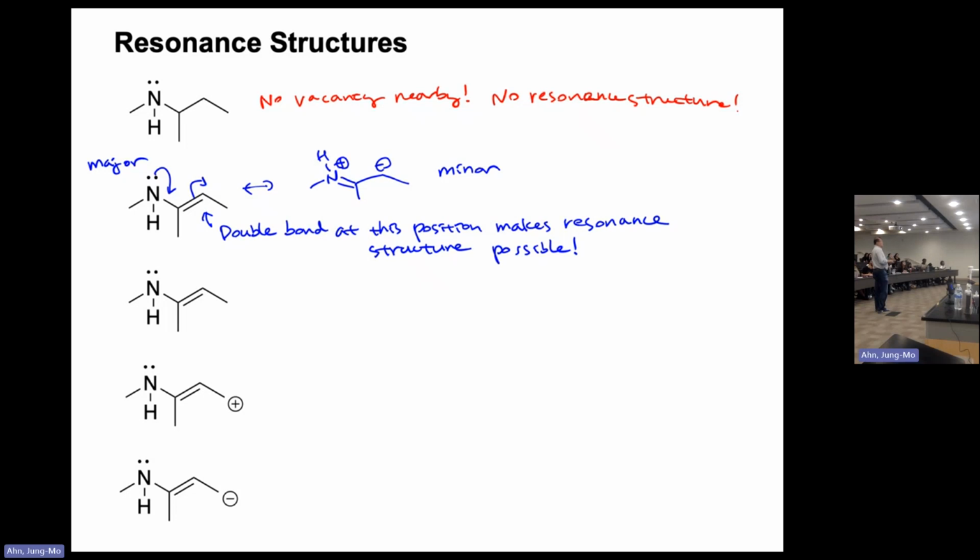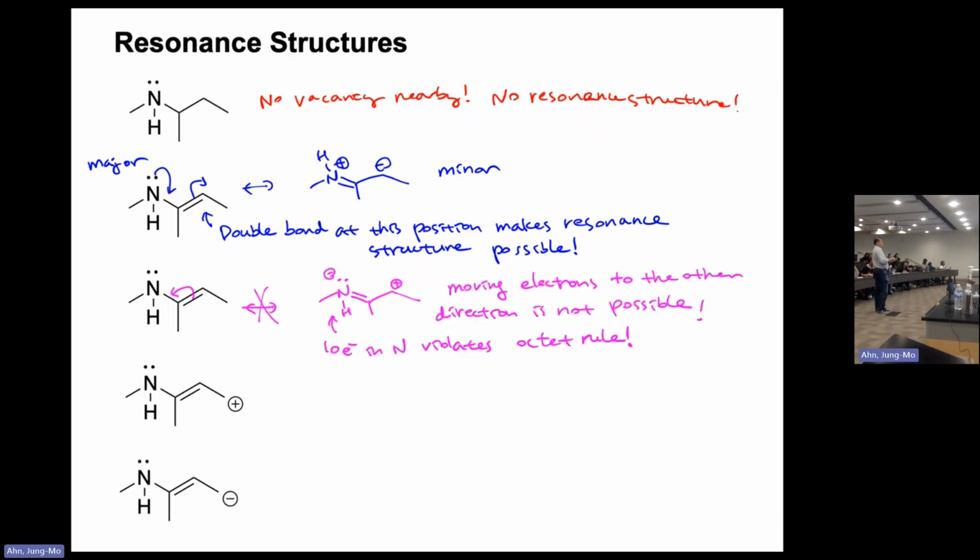All right, that example, what I'm trying to show you, is the same thing. It does not move in that direction. If the pair of electrons moves in that direction, you're going to make the nitrogen carbon double bonded like this. And then that's going to have a 10 electron nitrogen. That's basically bad. What about this one?